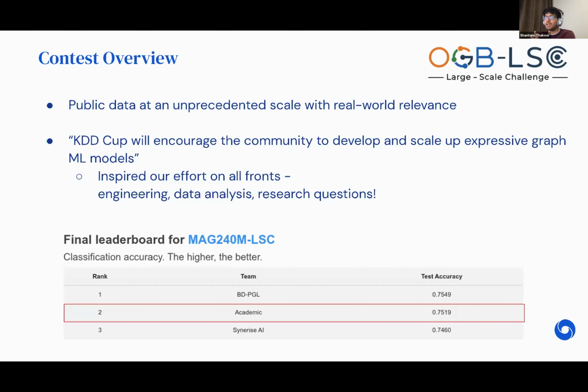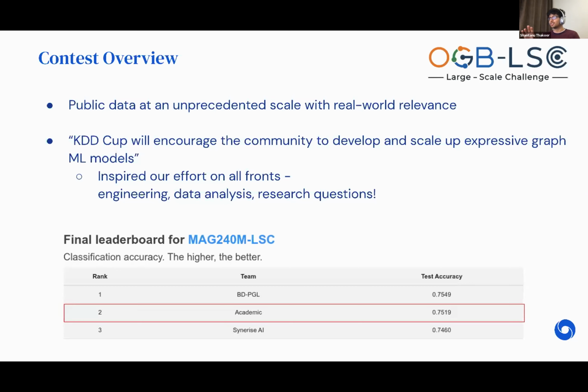First, I'd really like to thank the organizers for creating such an interesting and impactful challenge. This was really a public data set at really unprecedented scale. And it was nice that it also had a lot of real world relevance.